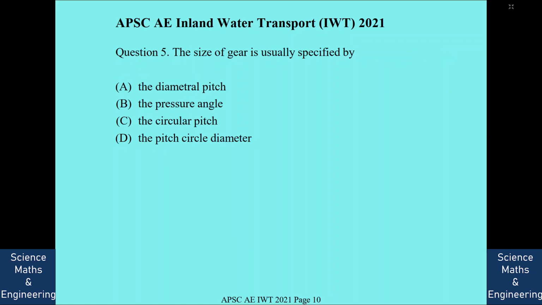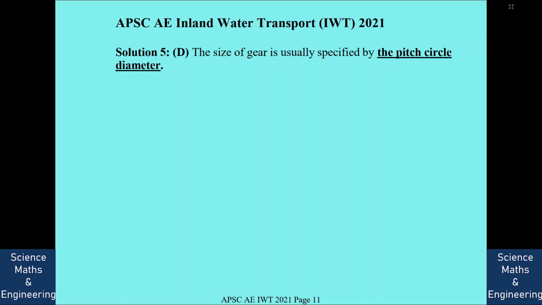Next. The size of gear is usually specified by A. diametral pitch, B. pressure angle, C. circular pitch or D. the pitch circle diameter. So the answer is the size of a gear is usually specified by the pitch circle diameter.